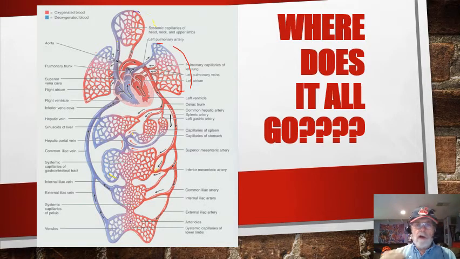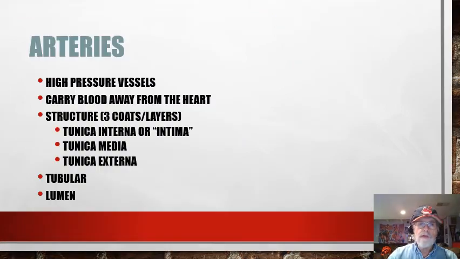Again, we leave the heart going out in arteries. Whether it's the right side of the heart or whether it's the left side of the heart, blood's still going to leave by an artery and come back by a vein. Just on the right side, it goes through the pulmonary arteries, comes back to the left side of the heart through the pulmonary veins. From the left side of the heart, it goes out the aorta and comes back to the right side of the heart through the vena cava. Okay, so that's the way the blood circulation is.